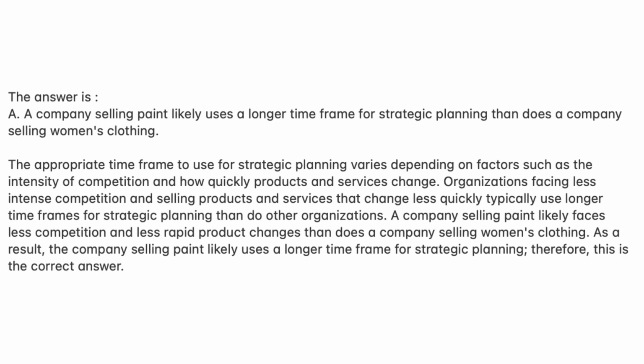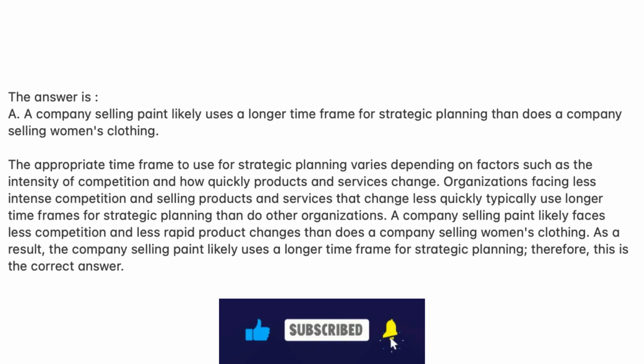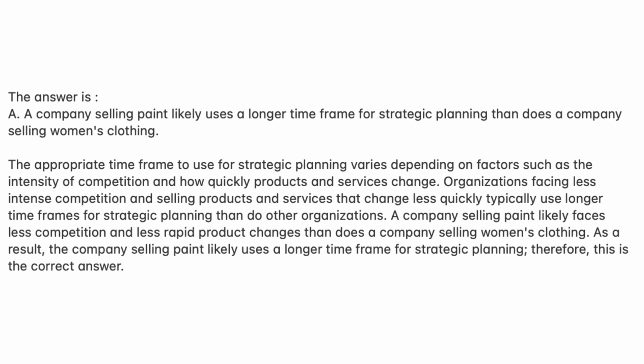The answer is A. A company selling paint likely uses a longer time frame for strategic planning than does a company selling women's clothing. The appropriate time frame to use for strategic planning varies depending on factors such as the intensity of competition and how quickly products and services change. Organizations facing less intense competition and selling products and services that change less quickly typically use longer time frames for strategic planning than do other organizations. A company selling paint likely faces less competition and less rapid product changes than does a company selling women's clothing.